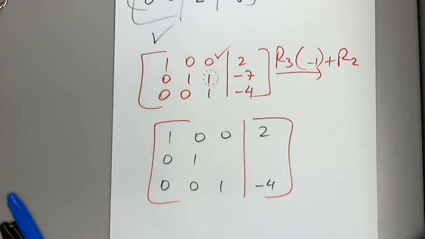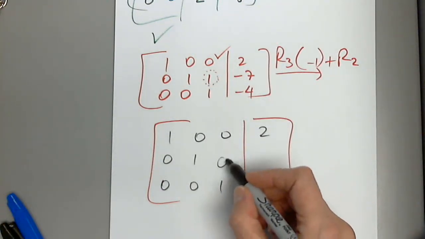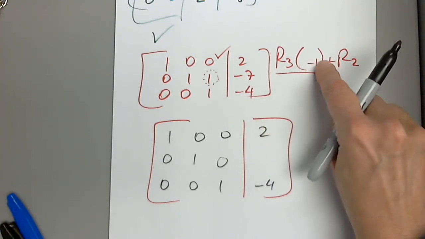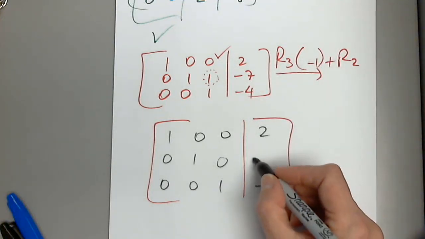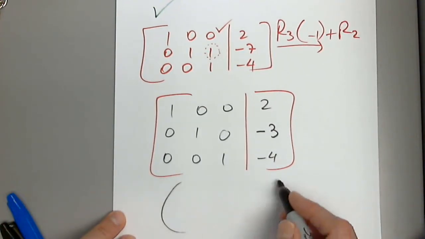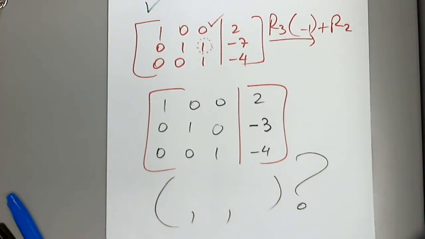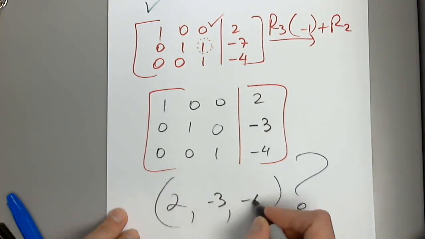So let's do this together. 1 times negative 1 plus 1. 0. Negative 4 times negative 1 minus 7. Very good. It appears, I have no clue, however, that the solution is 2, negative 3, negative 4.